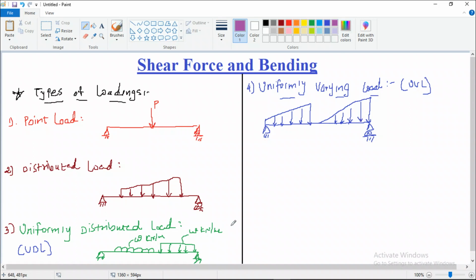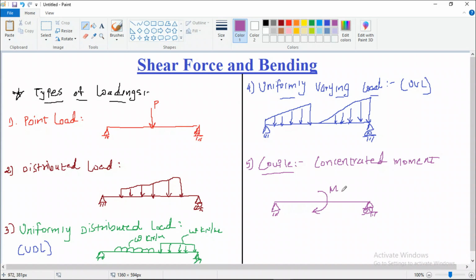And the last type of loading which we will be solving for is a couple, or you can say moment as well. So concentrated moment at any point is also known as couple. Concentrated moment we can call it as. So let us see how we can denote that in the pictorial manner. So let us say this is a beam, and if I want to show a couple, it can be shown as moment as well.